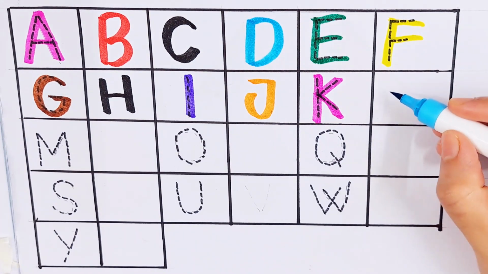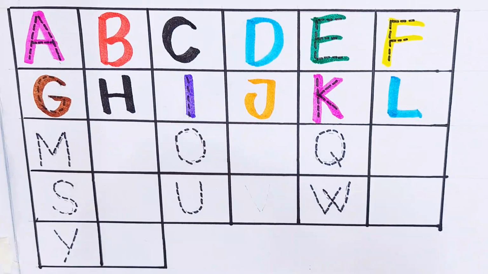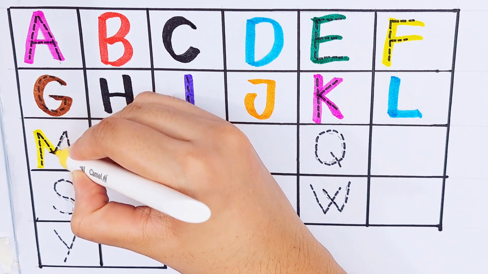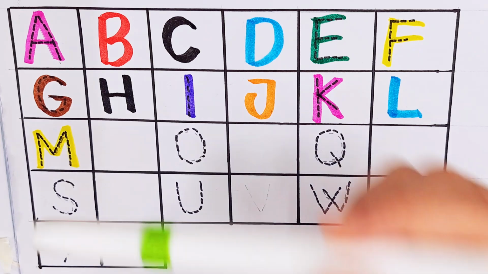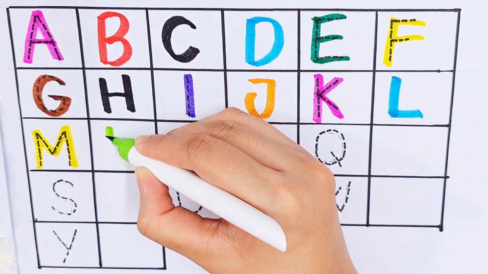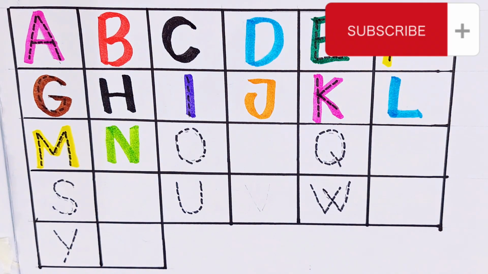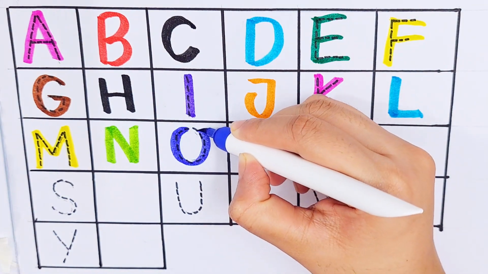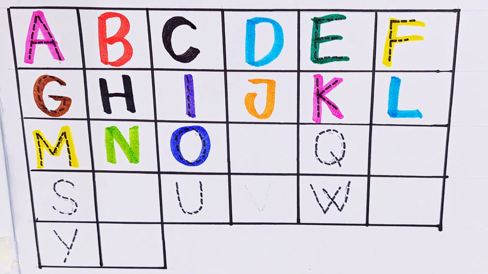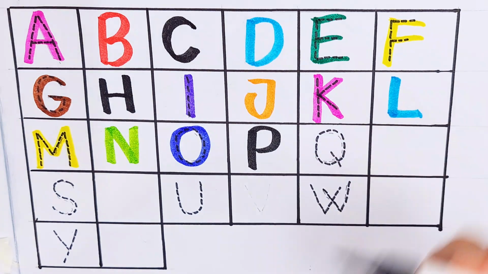Sky blue color. L for lemon. Yellow color. M for mango. Light green color. N for net. Dark blue color. O for ox. Black color. P for pineapple.